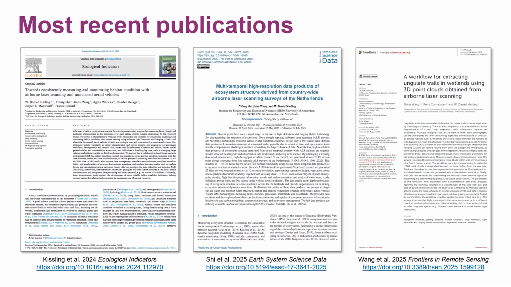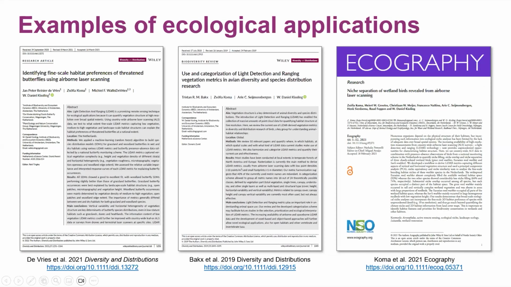I want to highlight just a few recent publications. If you're interested in the topics that we have been talking about, I would recommend here the synthesis paper in Ecological Indicators, which provides a lot of insights into how habitat condition metrics can be derived from airborne laser scanning, but also from drones. So we're covering both here. The publication from Yifang about the multi-temporal high-resolution data products that we have produced, and finally, the workflow paper from Jinhoo introducing these ungulate trails in wetland that he has extracted.